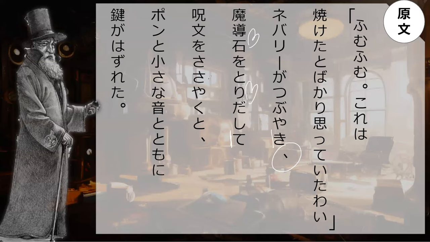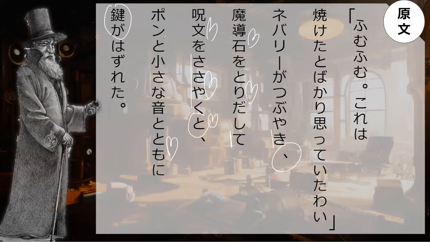He chumon o sasayaku to. When he speaks an incantation, or when he whispers an incantation, pon is a sound. Right. And to, jisana o to, a small sound. To, tomo ni, together. A small sound and a pon together.